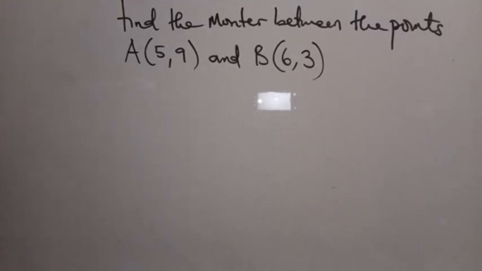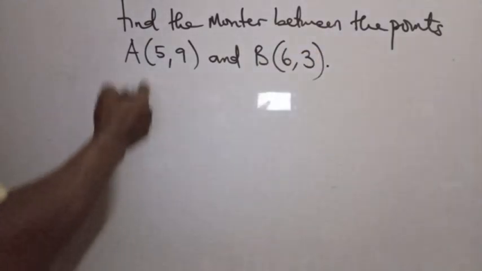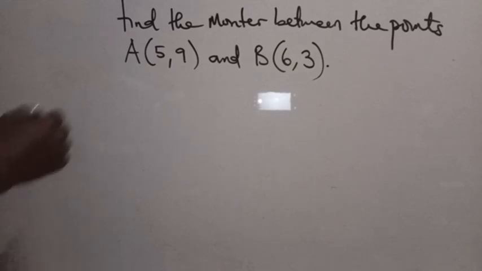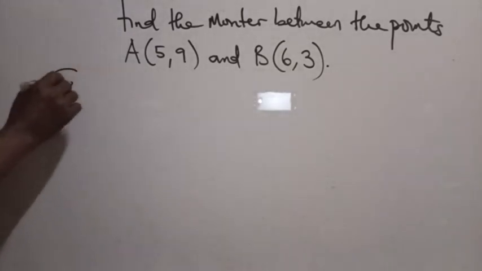Hello, in this video we want to find the Monter between the point A and B. The coordinate point of A is 5, 9, while that of B is 6 and 3. Now, how do we find Monter?